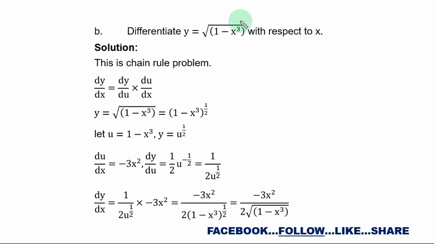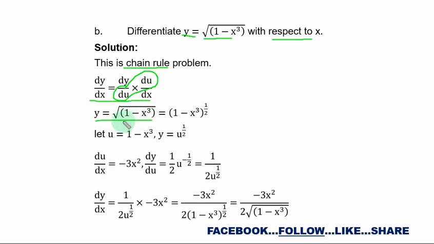Question 7b. Differentiate y equal to square root of (1 minus s cubed) with respect to s. Functions like this are differentiated using the chain rule. So the chain rule is stated in this form: dy/ds equal to dy/du times du/ds. You can see the chain, the variable linking both sides together. This is the given function.